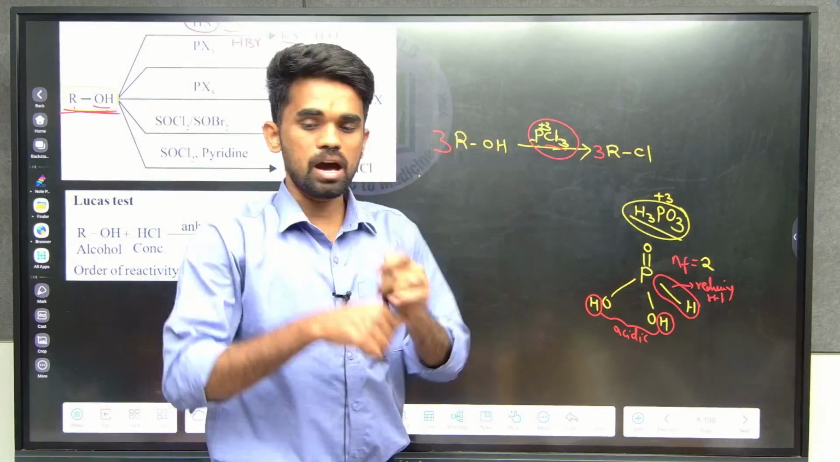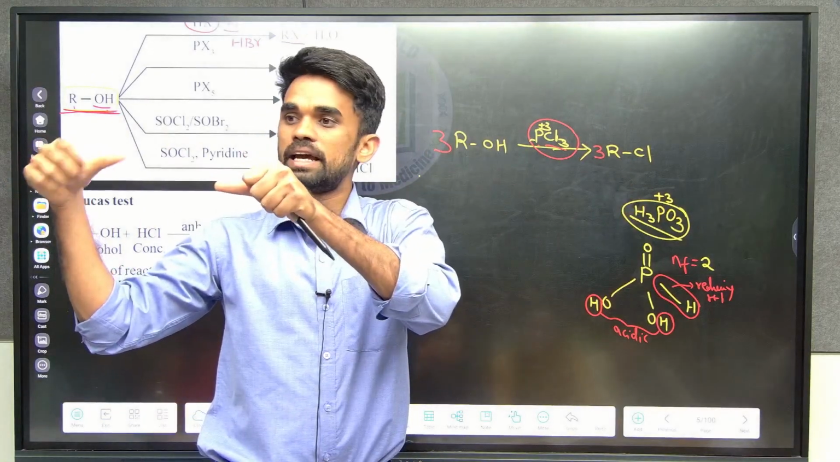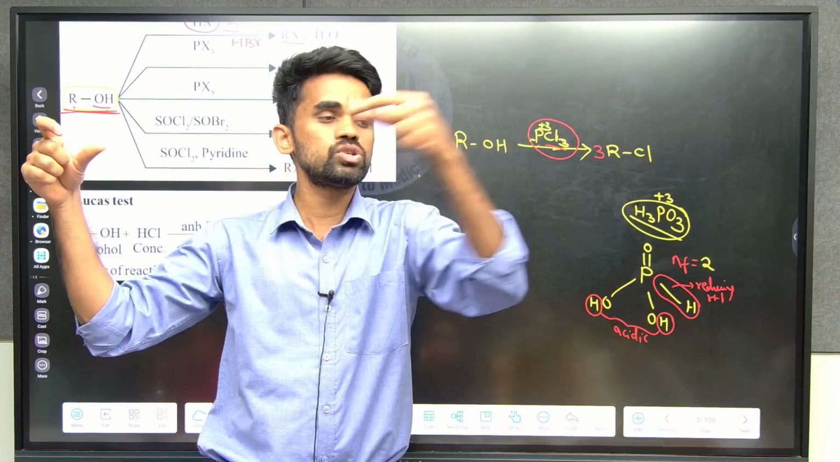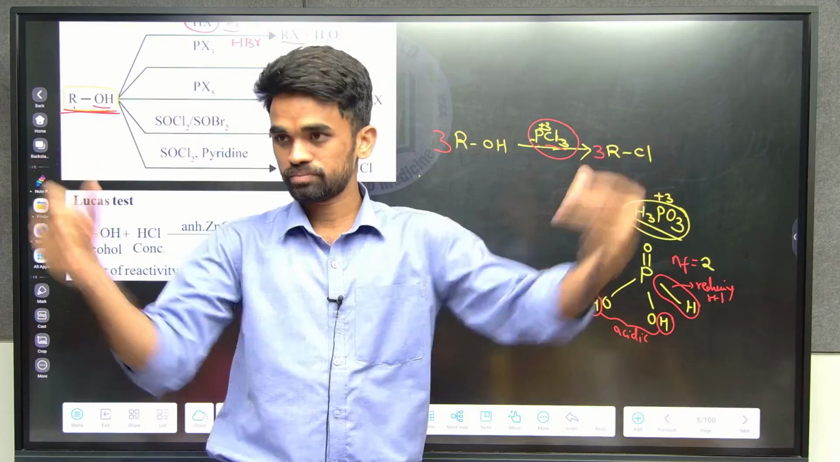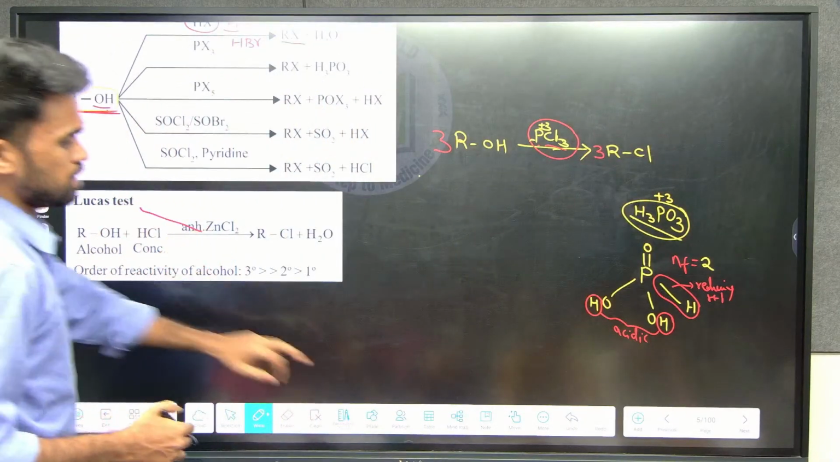Did you get this chemical reaction or not? What is it? Alcohol with PX3, like PCl3 or PBr3, gives you alkyl halide, RX. Okay. Next one. See the next reaction.